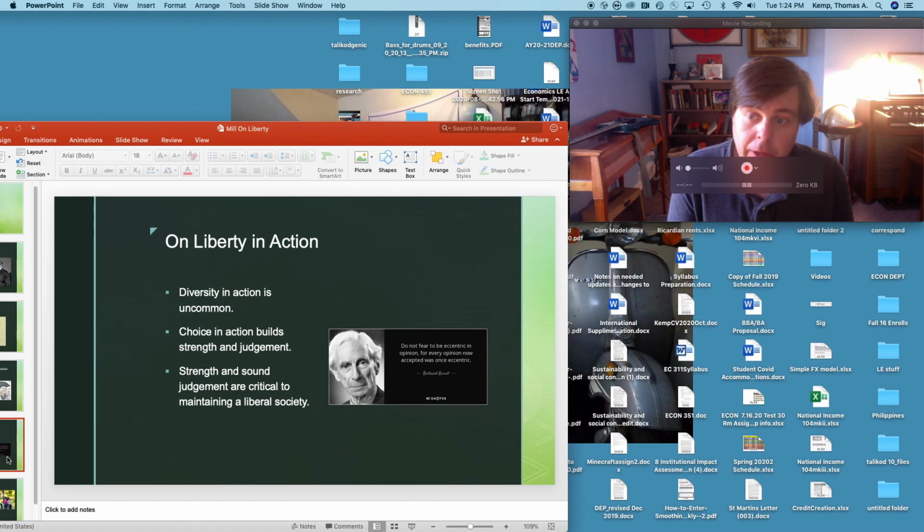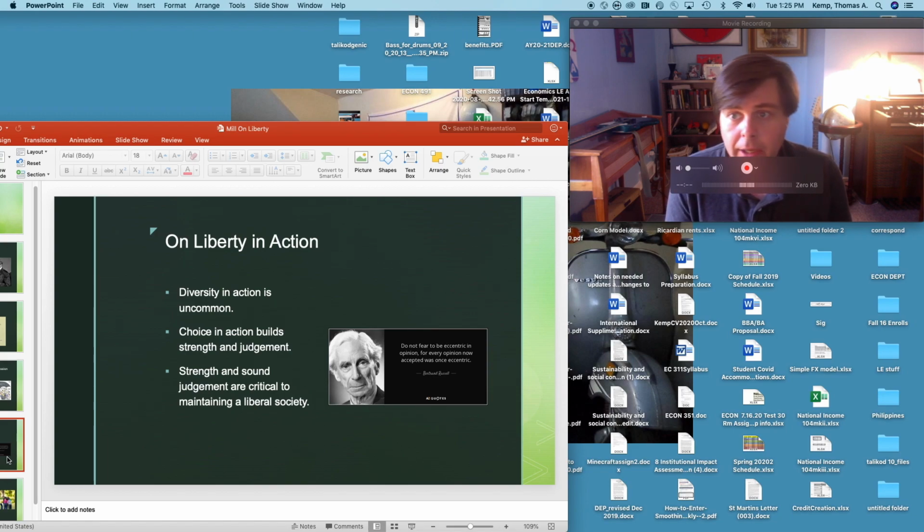Mill argues that this diversity in actions ought not only to be supported and tolerated, as with the last slide, but indeed these ought to be encouraged. We ought to encourage individuals in our society to make choices that are different, to take actions that are unusual, to think thoughts that might be different from what others might think.